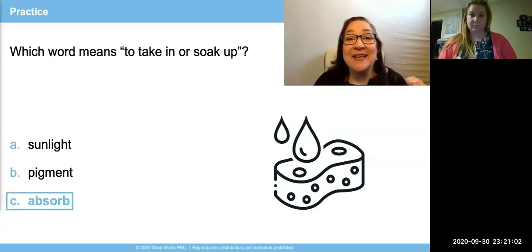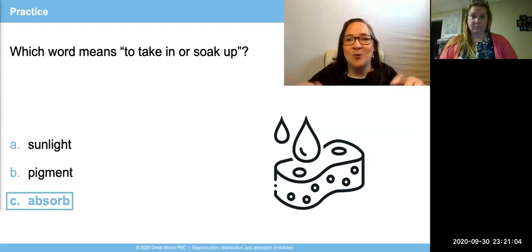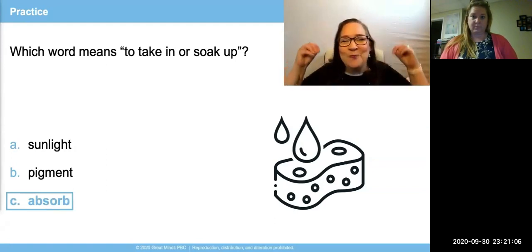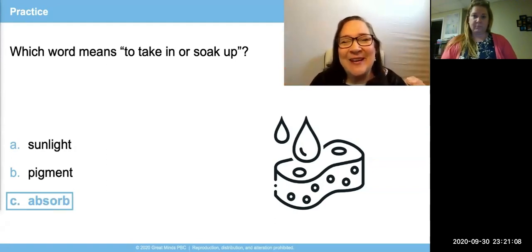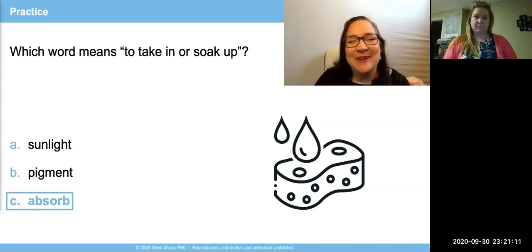If you said absorb, make this sound because we were taking in or soaking up. Great work. If not, maybe that picture and sound can remind you of absorb. Let's do one more.